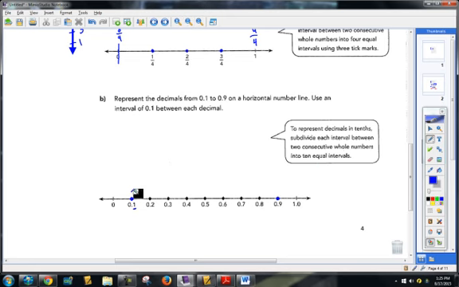By the way, whatever you're going up by on a number line each time, that's called your interval. Your interval is what you go up by. So up here, my interval is going up by 1/4 every time. Here, I'm going up by 1/10 every time.